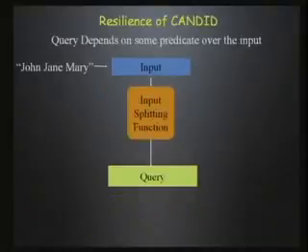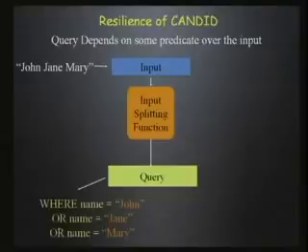So let's look at another situation where the query depends on some predicate over the input. Let's say the input is John, Jane, Mary, and what the application does is count the number of words in the input and construct a query based on the number of words. Like a natural language search, for instance. So the query is, I'm only showing the where clause here, where name equals John, name equals Jane, or name equals Mary.